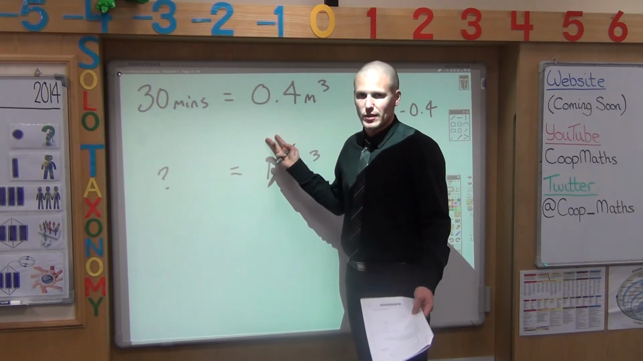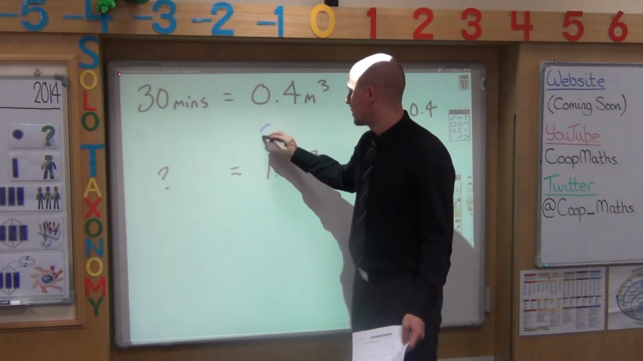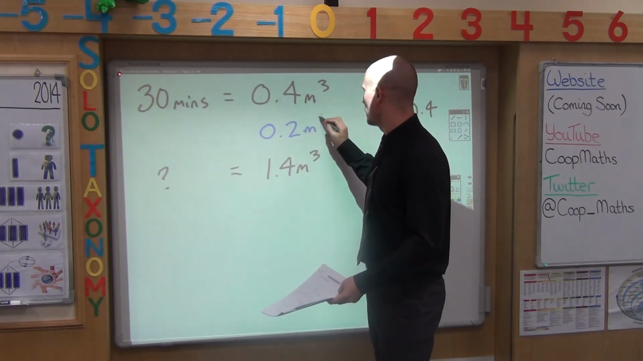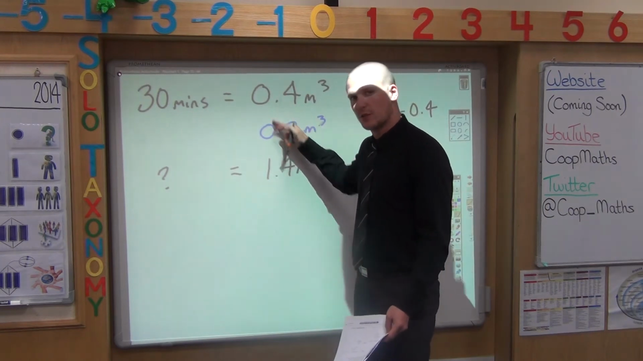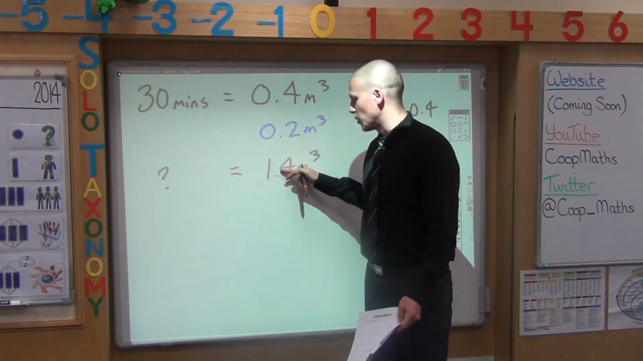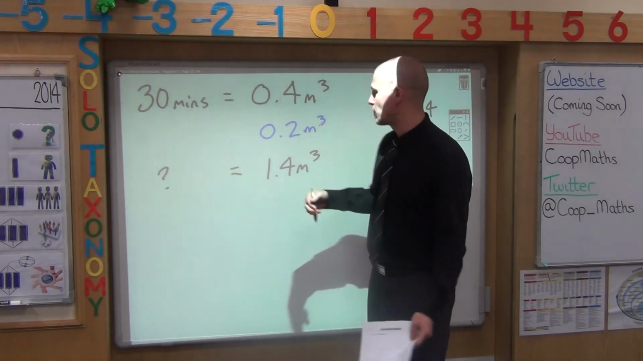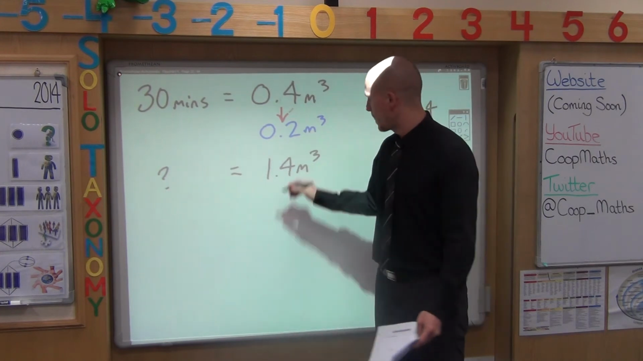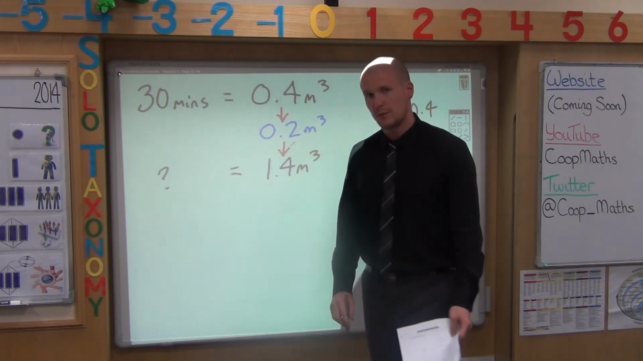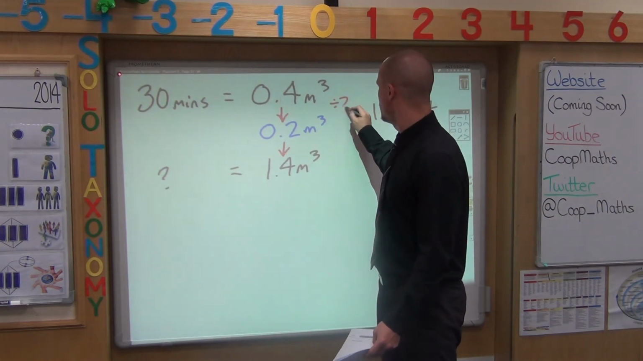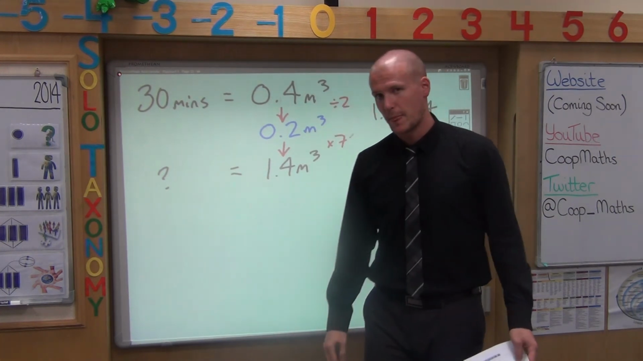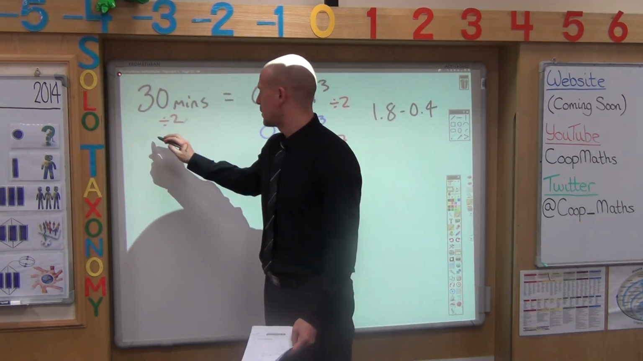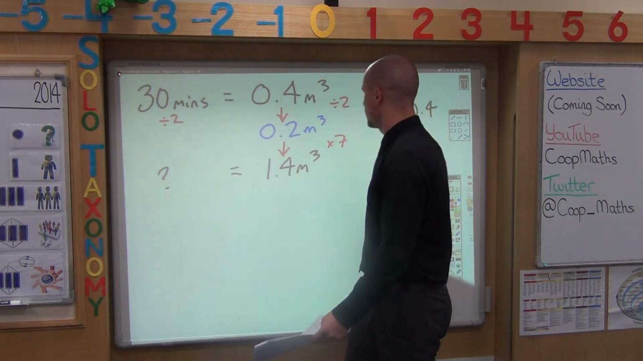A value I'll pick, which is a lot nicer, is 0.2. This is where your highest common factor skills kick in quite a lot. 0.2 goes into 0.4 nicely because that's twice as much, and 0.2 goes into 1.4 nicely, it's 7 times as much. So if I am going to turn a 0.4 into a 0.2, and then a 0.2 into a 1.4, I'm going to divide by 2, and then I'm going to times by 7. If I do the same with the time, divide by 2, that's going to give me 15 minutes.